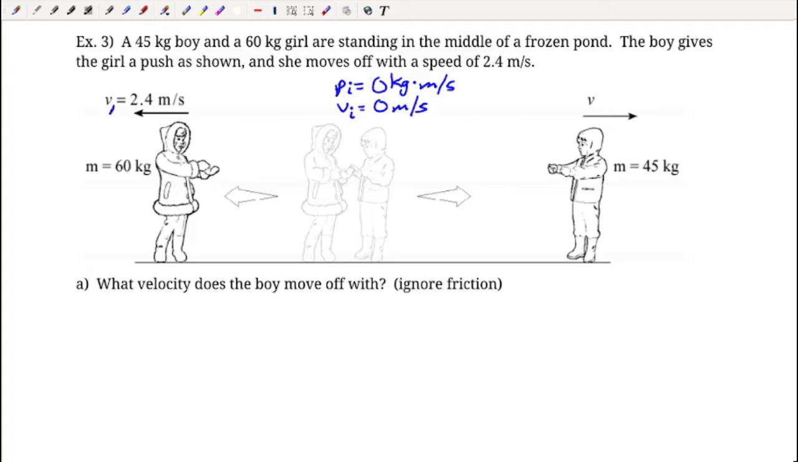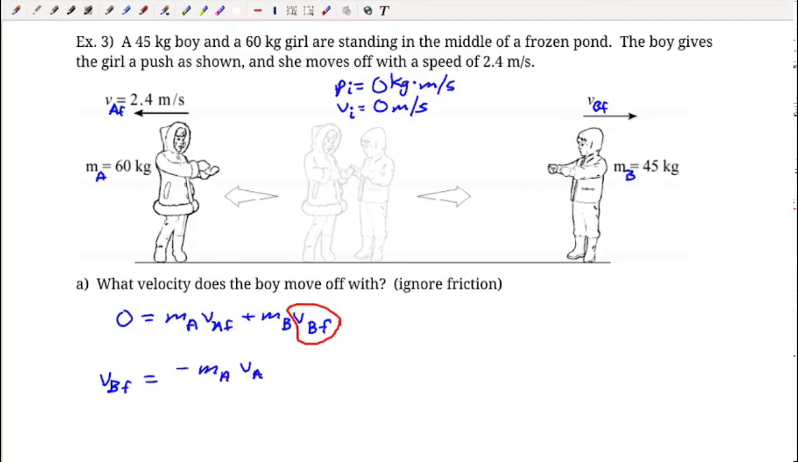Ignore friction. So if we call this A, this is VAF, this is MA, this would be VBF, and this would be MB. Then I'm looking at, again, we start at 0, so I'm just going to start there. 0 equals MA VAF plus MB VBF. And again, I'm working to solve for VBF, velocity of the boy final. I end up with the same expression as I have up above. VBF equals negative MA VAF over MB.